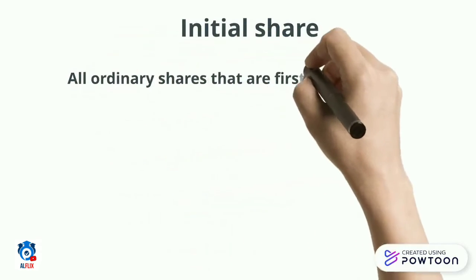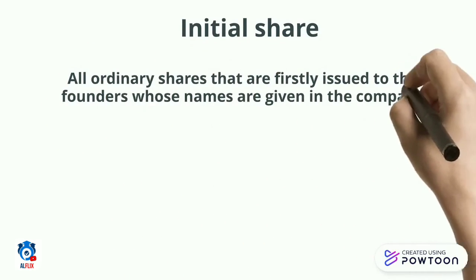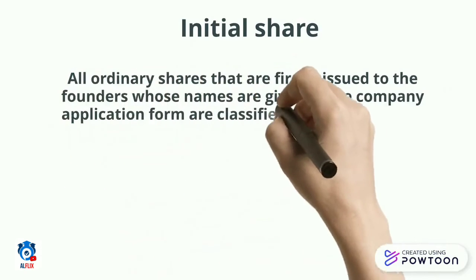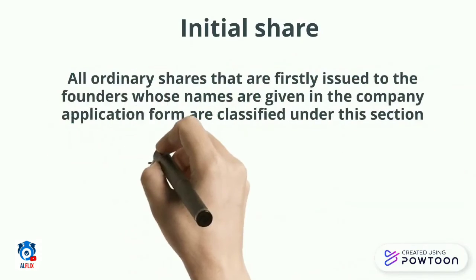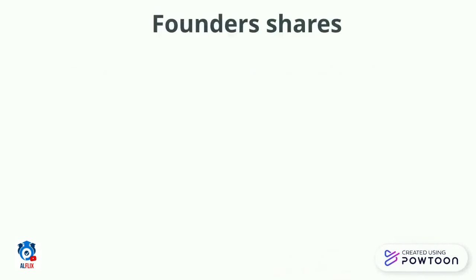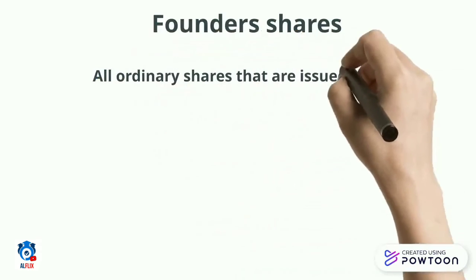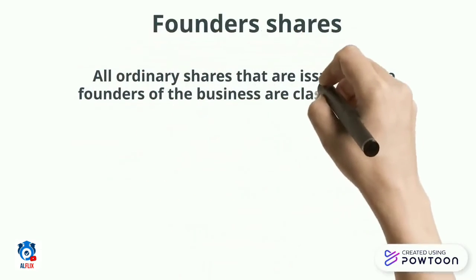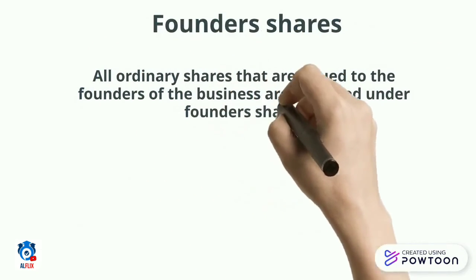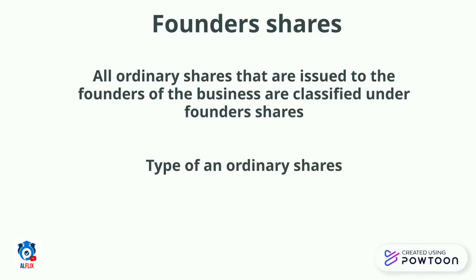Initial share. All ordinary shares that are firstly issued to the founders whose names are given in the company's application form are classified under this section. Therefore, this is a type of an ordinary share. Founders' shares. All ordinary shares that are issued to the founders of the business are classified under founders' share. Therefore, these are also one type of an ordinary share.